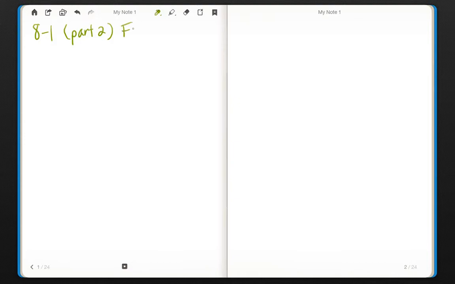All right, so this is pre-algebra lesson 8-1, and it's actually part 2 of the lesson titled Functions.